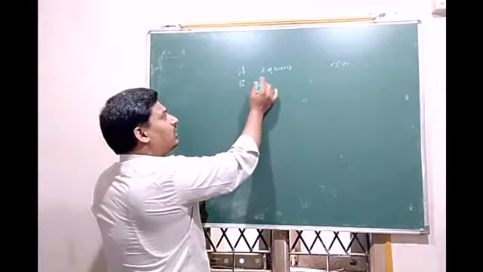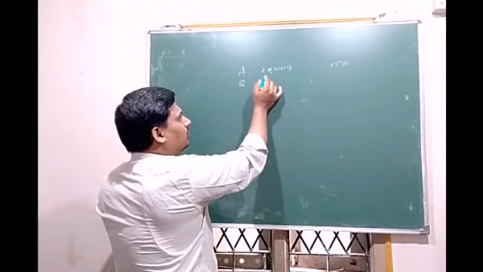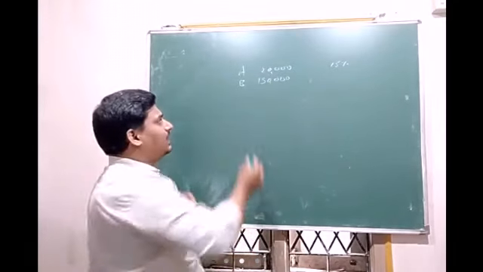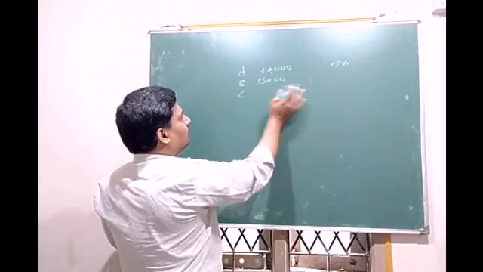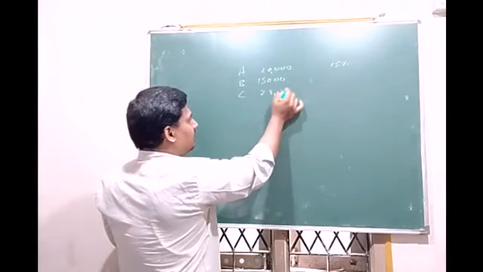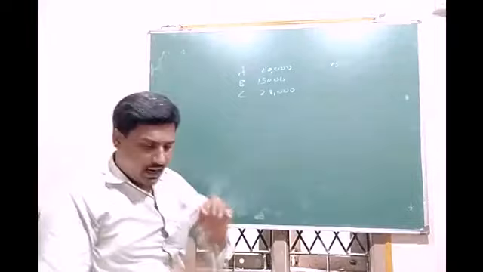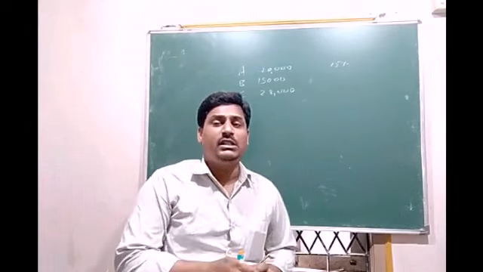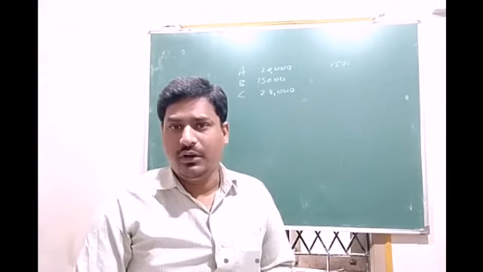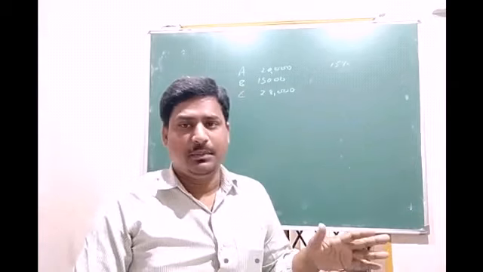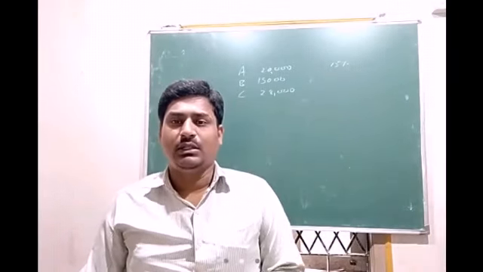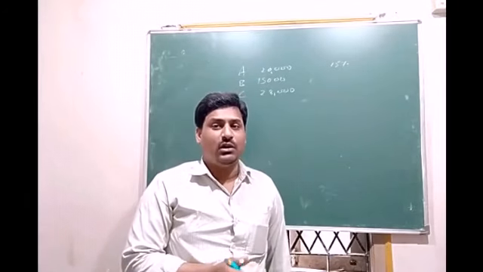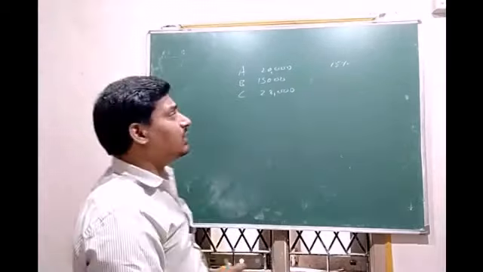B has withdrawn 15,000 during the year and C has withdrawn 28,000 during the year. So all three persons have withdrawn different amounts during the year, but we don't know on which date they have withdrawn. Whether they have withdrawn all the amount on one date itself or different amounts on different dates. So when that information is not available, then we calculate interest for 6 months. So the rate of interest is 15%.